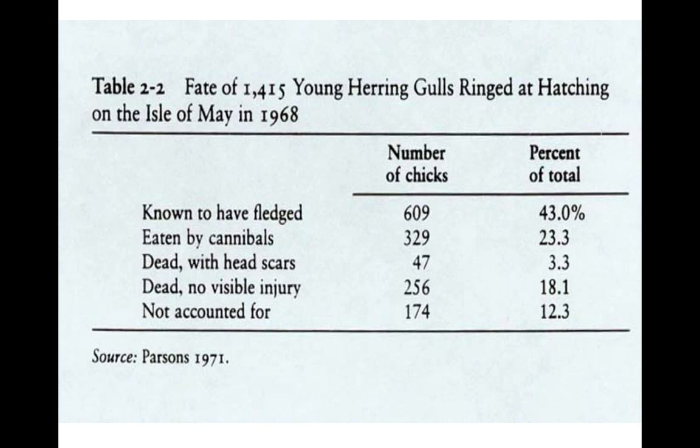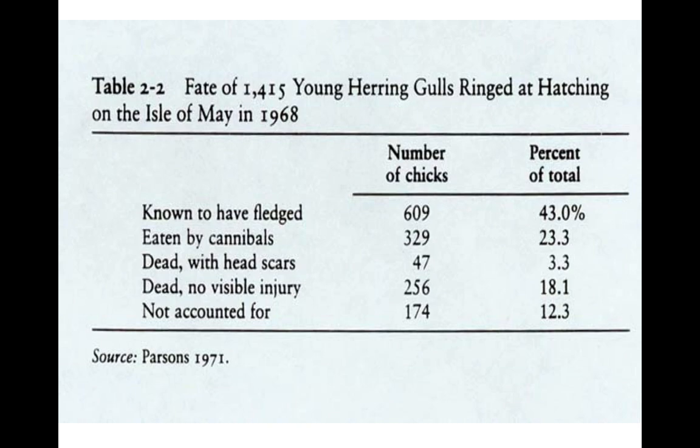23.3% of chicks are cannibalized. Some are dead with head scars, some are dead with no visible injury, some are not accounted for, likely taken off and eaten by predators. So the mechanism by which natural selection operates is mortality, a high mortality risk, both through cannibalism and through predation.